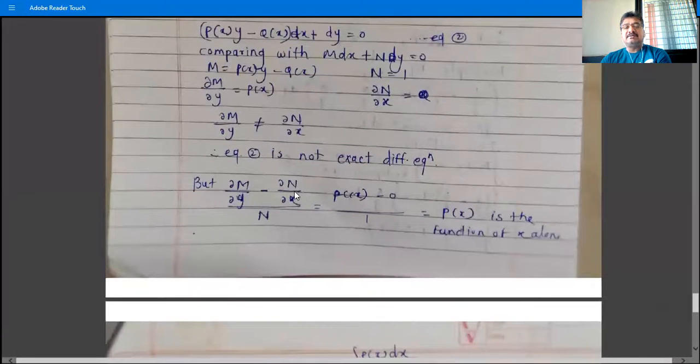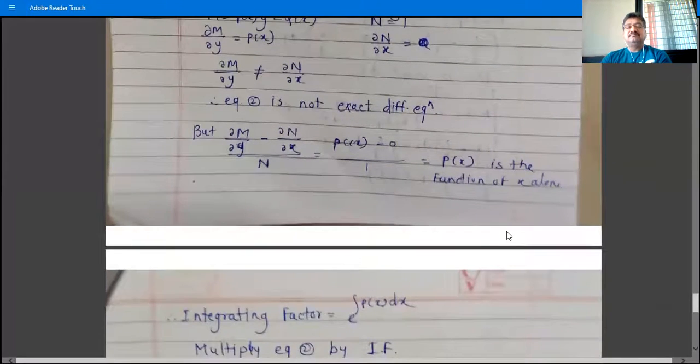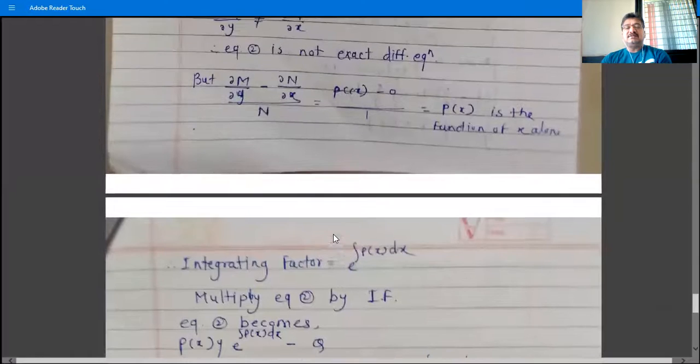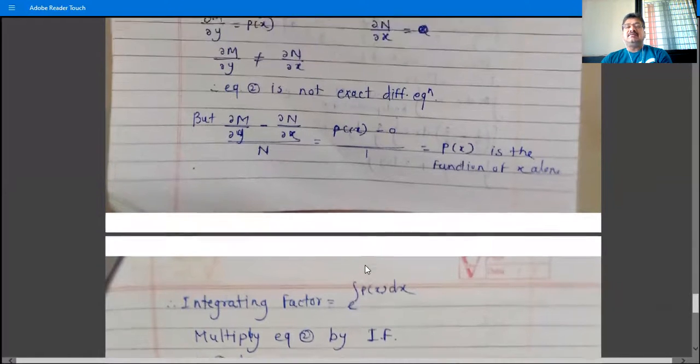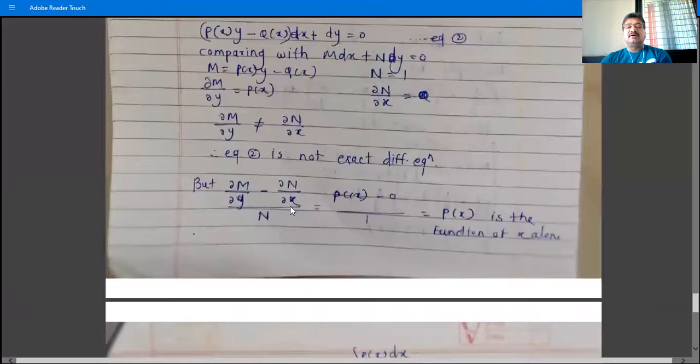(∂M/∂y - ∂N/∂x)/N is equal to what? ∂M/∂y is P(x), minus ∂N/∂x which is 0, divided by 1, is P(x), a function of x alone. Therefore the integrating factor is e raised to the integration of f(x) dx, that is e raised to the integration of P(x) dx. So this is the integrating factor, obtained by using one of the rules of finding the integrating factor.